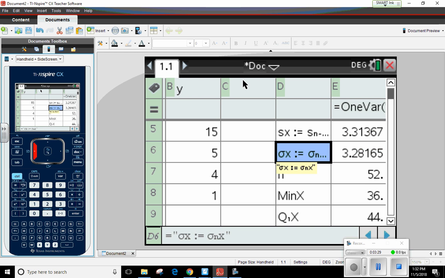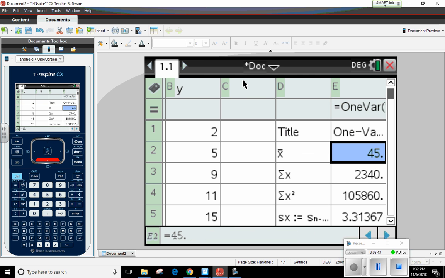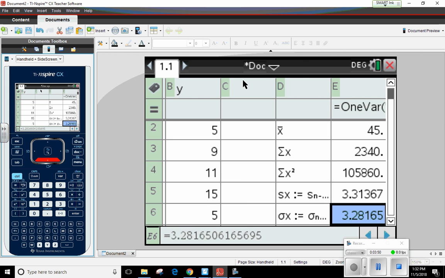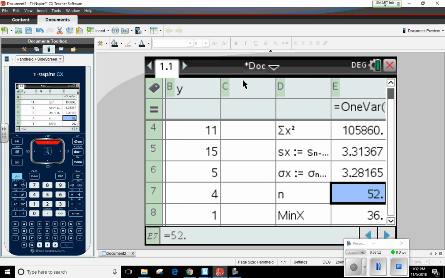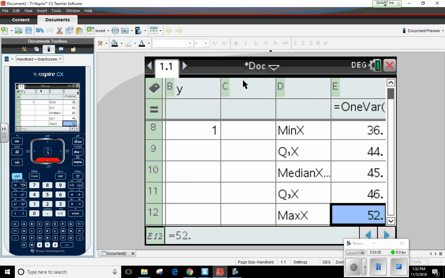All right, now this is the one we're interested in. Okay, sigma X. So my standard deviation is what? 3.28. There we go. And if I go ahead and scroll up, see, it gives me the mean right there is 45. Okay, so it gives me the sum of all my terms, 2,340. Gives me the standard deviation. There are 52 terms total. And it even provides me with enough information to create a box and whisker plot on the data. Okay, so there we go.